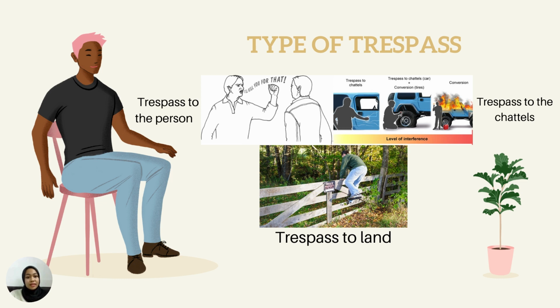Next, I will explain about types of trespass. There are three types of trespass, and the first one is trespass to the person. The second one is trespass to the chattels, and the third one is trespass to land.